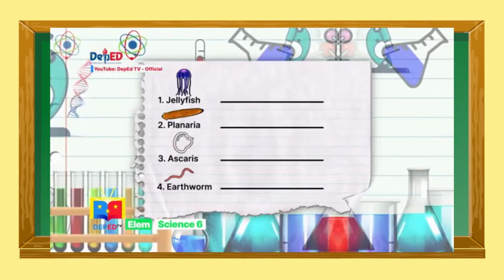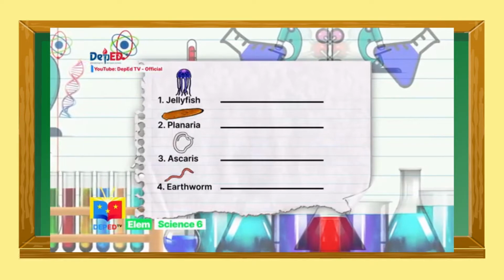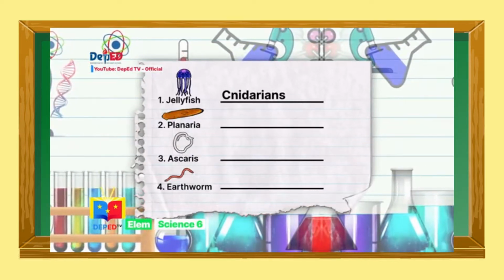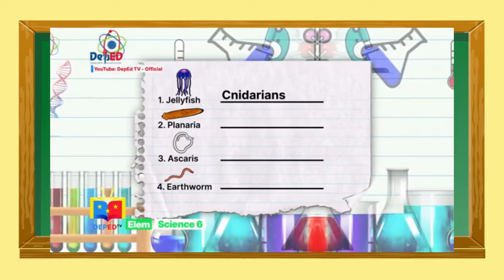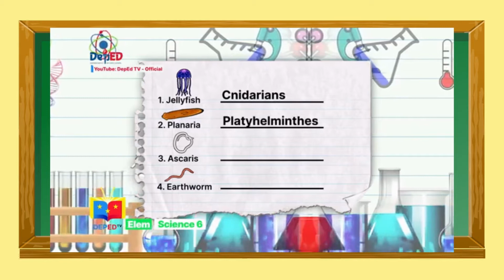Very good. Number 1 is a picture of a jellyfish. The jellyfish belongs to the group of cnidarians. Number 2 is a picture of a planaria. A planaria belongs to the group of platyhelminthes.